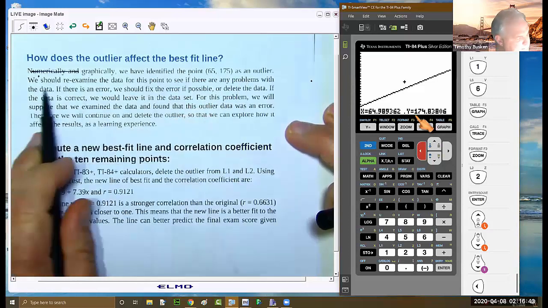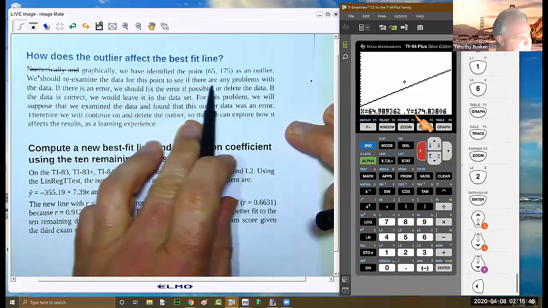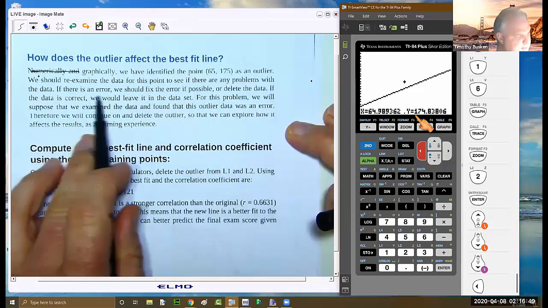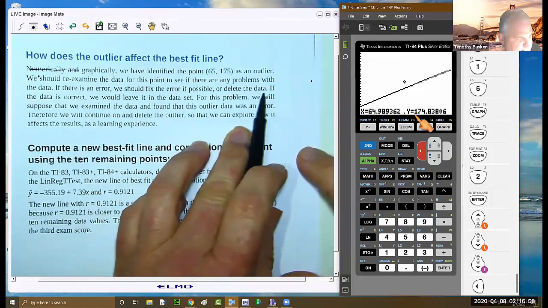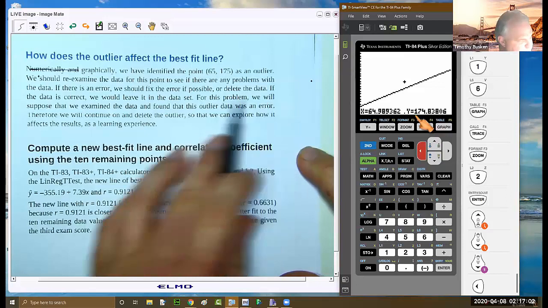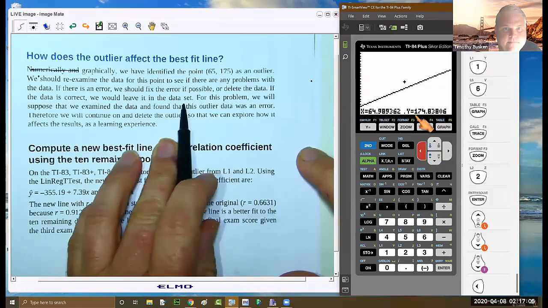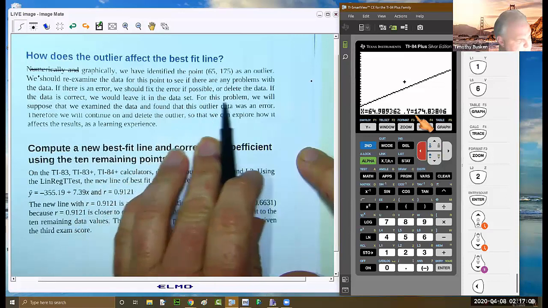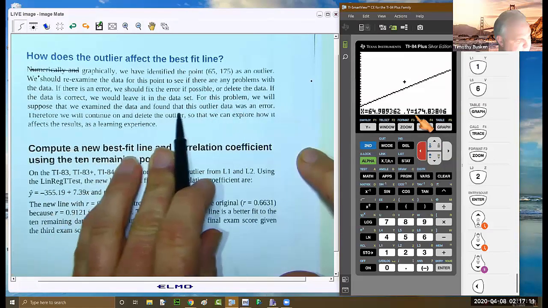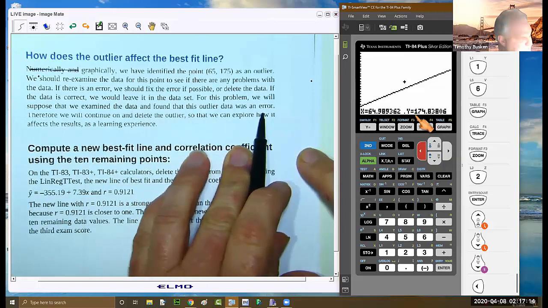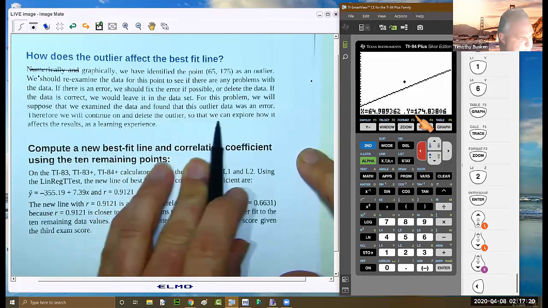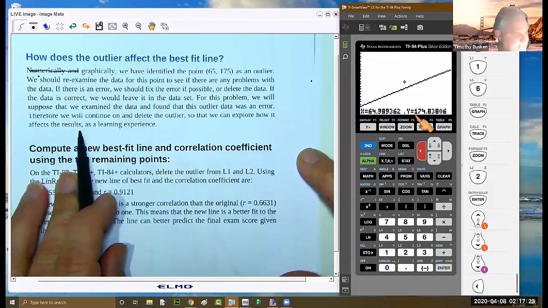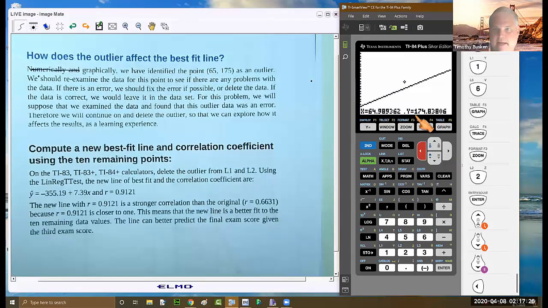And we should re-examine the data for this point to see if there are any problems with the data. If there is an error, we should fix the error if possible. So like if somebody entered it in wrong, then we need to fix that, or just delete the data if you can't. If the data is correct, we would leave it in the data set though. For this problem, we will suppose that we examined the data and found that the outlier was an error. And so therefore we will continue on, delete the outlier so that we can explore how it affects the results as a learning experience. Okay, so let's go ahead and do that now.